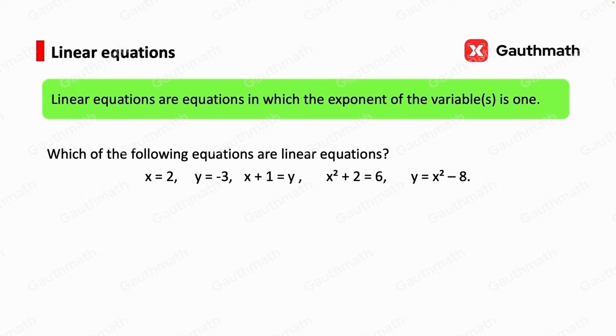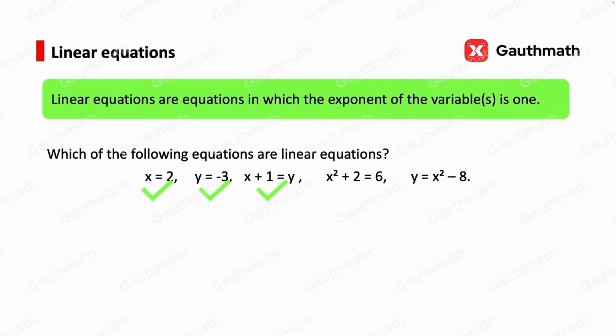The first one, x equals 2. There is only one variable x, but it's to the first power. So yes, it is a linear equation. The second one is similar, y equals -3. The exponent of y is 1. So yes, it is. The third one, x plus 1 equals y. There are two variables, but still the exponent of each is 1.